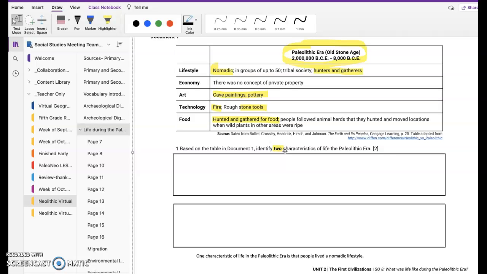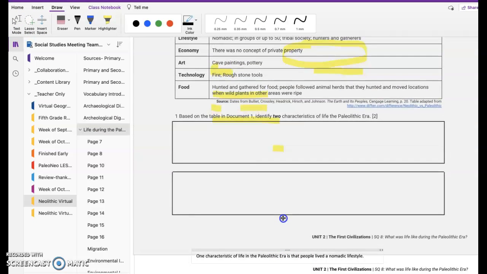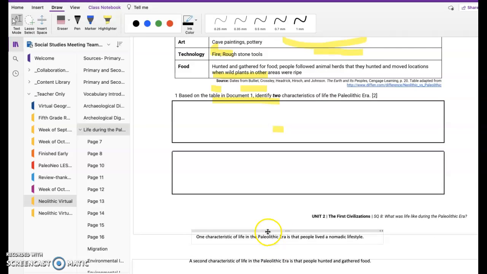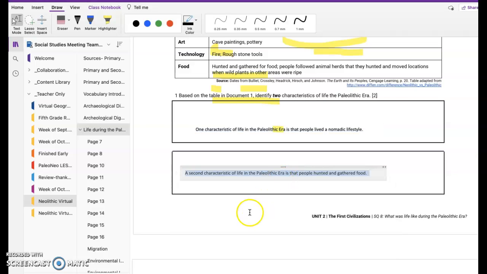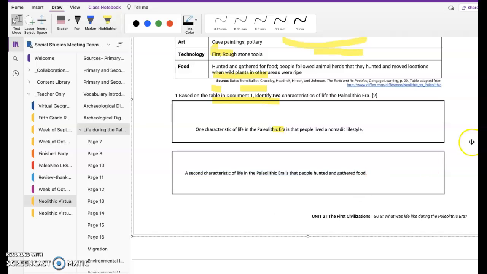Now, we are not going to use your prior knowledge to answer the question, right? Things that you already know about the Paleolithic era. When reading a document, your answers need to be pulled from the document itself. So I did this one already for you. First one: one characteristic of life in the Paleolithic era is that people lived a nomadic lifestyle. Now that is taken directly from the document above. Second one: a second characteristic of life in the Paleolithic era is that people hunted and gathered food. Again, that is taken directly from the document.